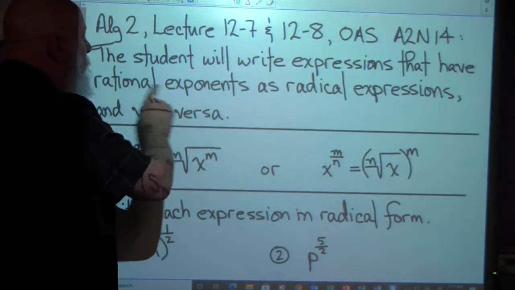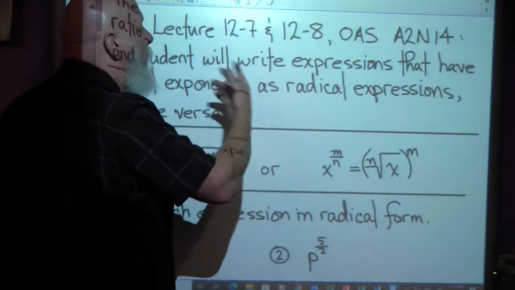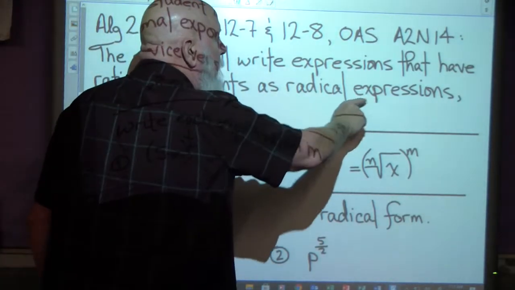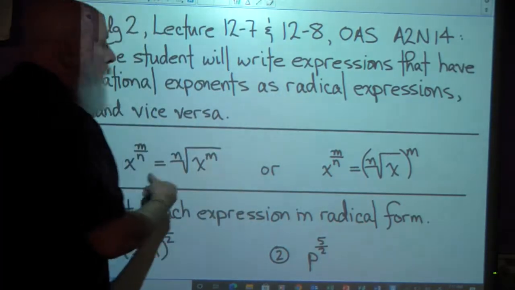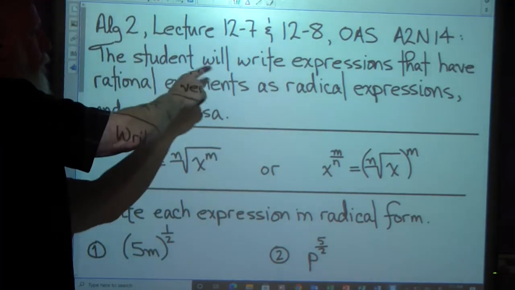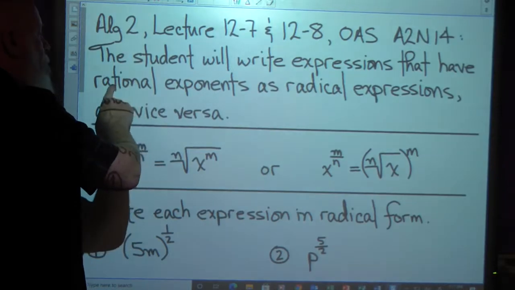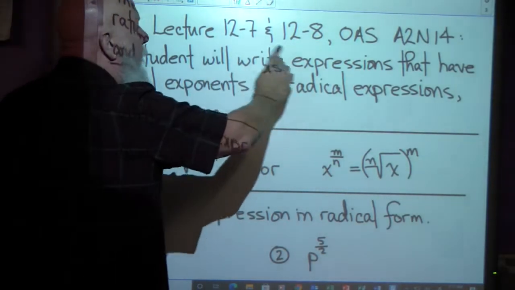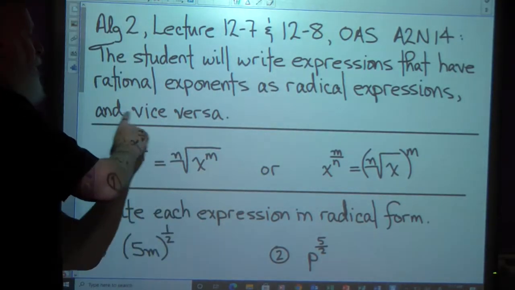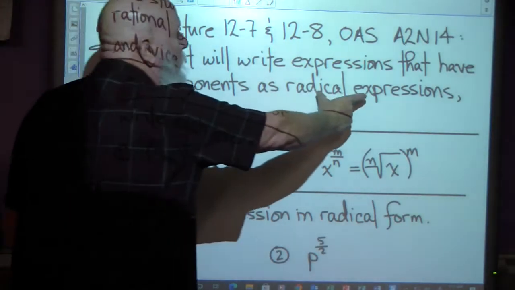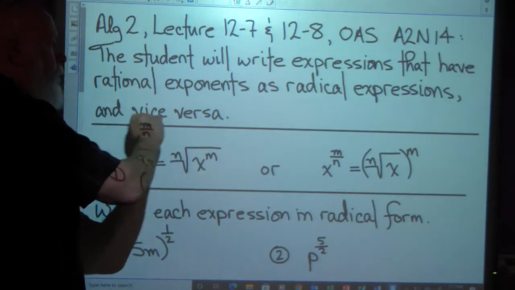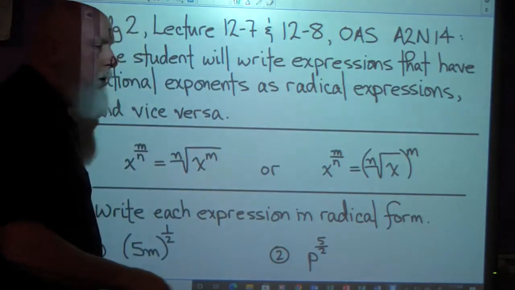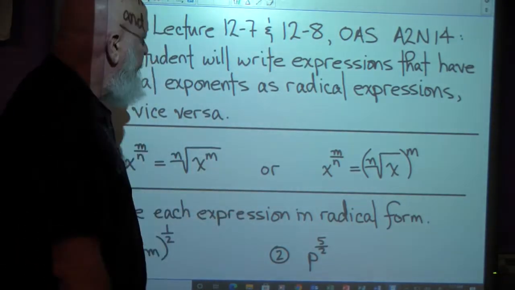We have fractional or rational exponents, and we're going to rewrite those as radical expressions. That's an expression that has like a square root symbol. So student will take an expression that has a rational exponent and rewrite it as a radical expression, and vice versa. So we're going to go from radical expressions to rational exponents, and from rational exponents to radical expressions. I'm going to show you how to do that.